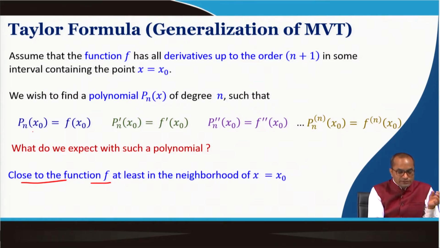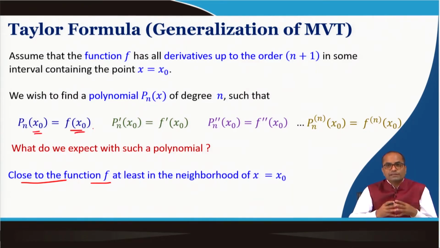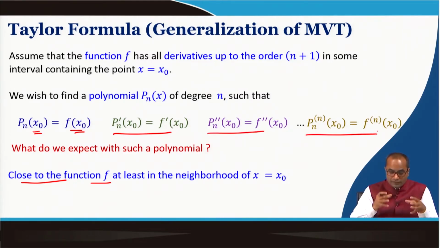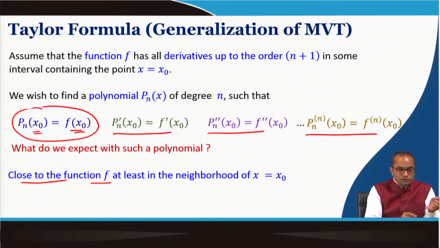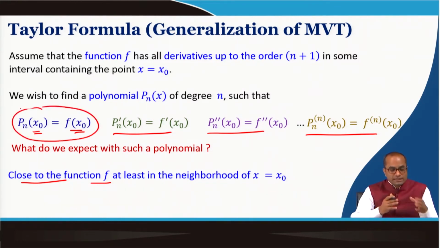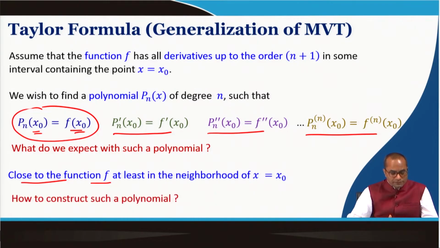At x is equal to x naught, the value is matching, but since we have many other restrictions which we have imposed during the construction of this polynomial, we expect not only that the value at x naught should match, which is certainly the case as per the construction, but this polynomial should also be close to the function in the neighborhood of that point. So that we will discuss once the polynomial is ready.